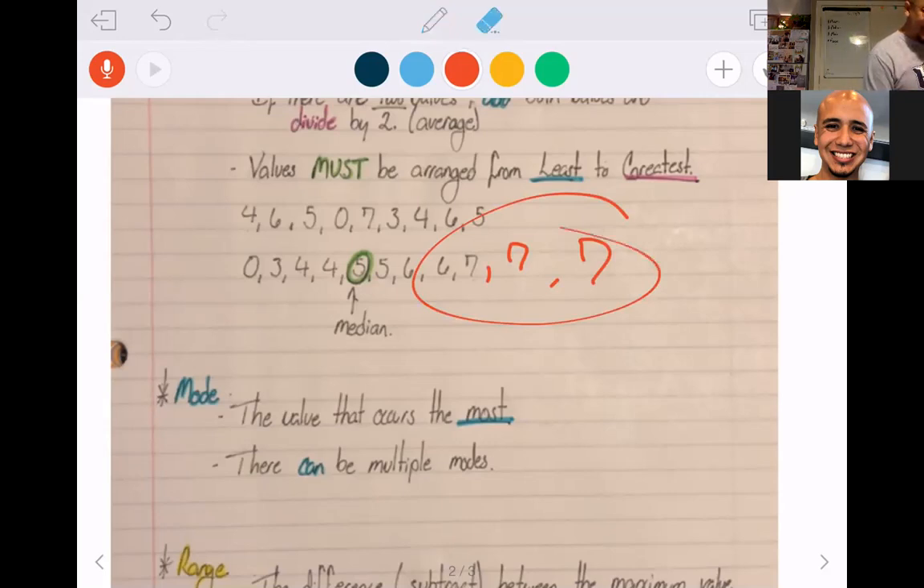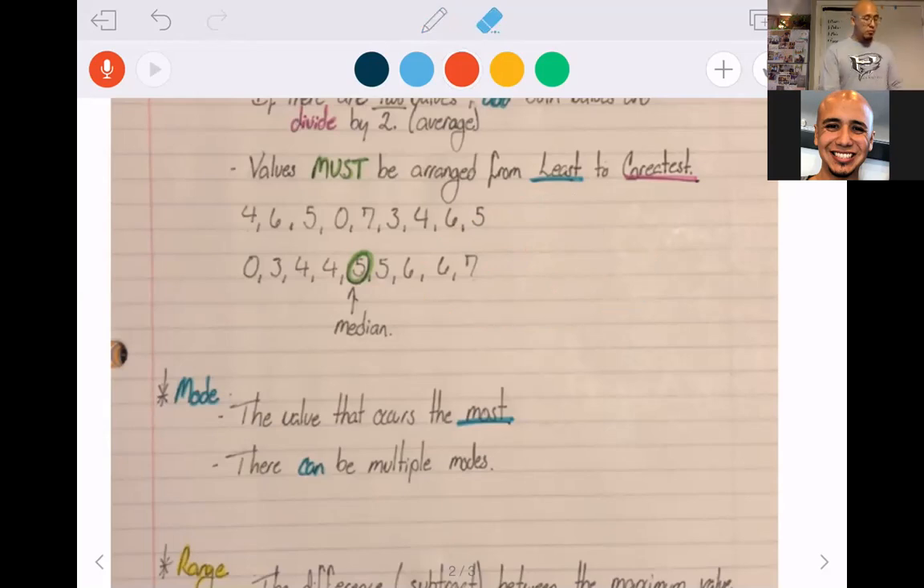So again, mode is the most. That's the way I like to remember that. Mode is the most. Mode, most.